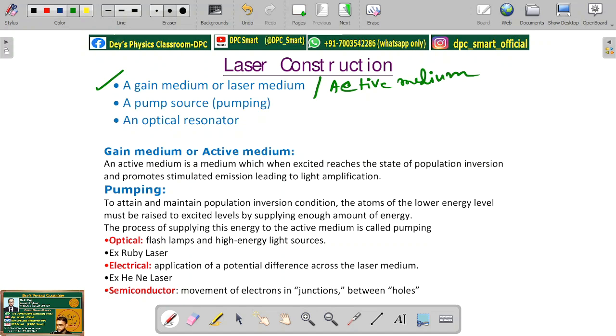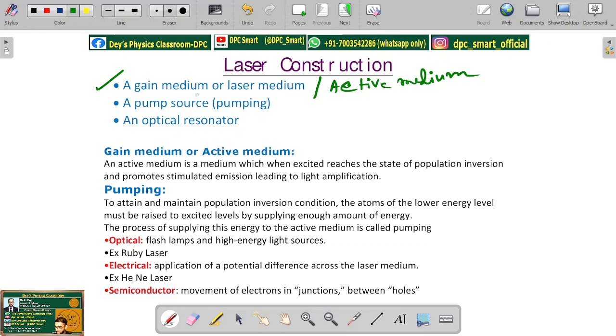Now, as we know, the first and foremost condition to produce laser is the presence of population inversion, and for that population inversion we need a metastable state. So a medium that we require to produce laser should have properties like population inversion occurring within it and the presence of a metastable state. So an active medium means a medium which, when excited, reaches a state of population inversion and promotes stimulated emission leading to light amplification.